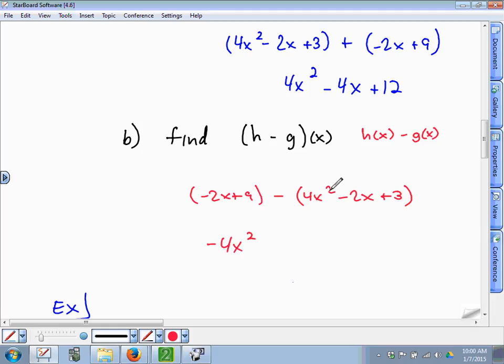What happens to the 2x? They actually cancel out because a negative times a negative makes a positive 2x combined with a negative 2x. So they're gone. And then 9 minus 3 is 6. Negative 4x squared plus 6. I mean, you could write it as 6 minus 4x squared, but it's supposed to be in descending order.